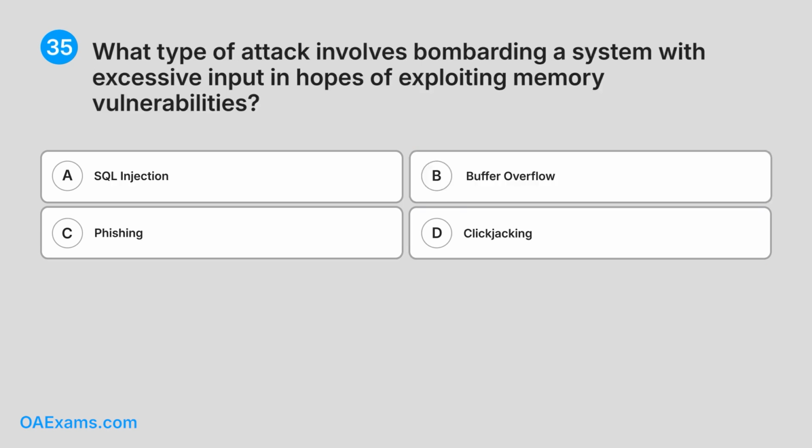35. What type of attack involves bombarding a system with excessive input in hopes of exploiting memory vulnerabilities? A. SQL injection, B. Buffer overflow, C. Phishing, D. Clickjacking. Do you know the answer?